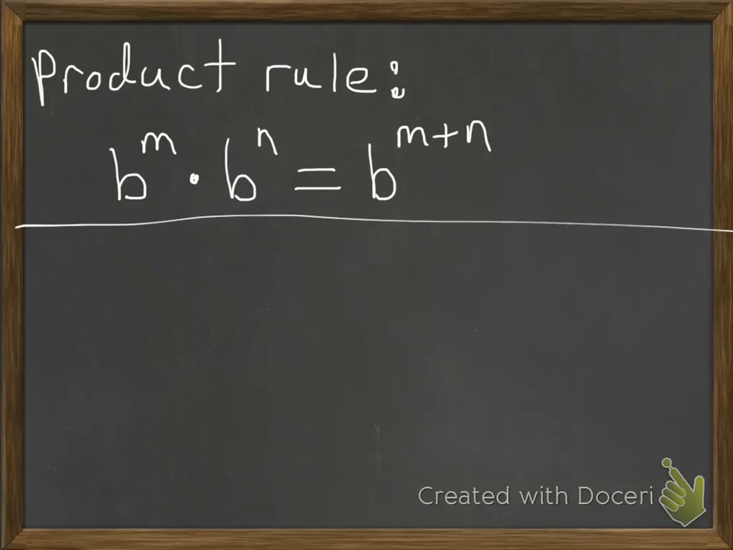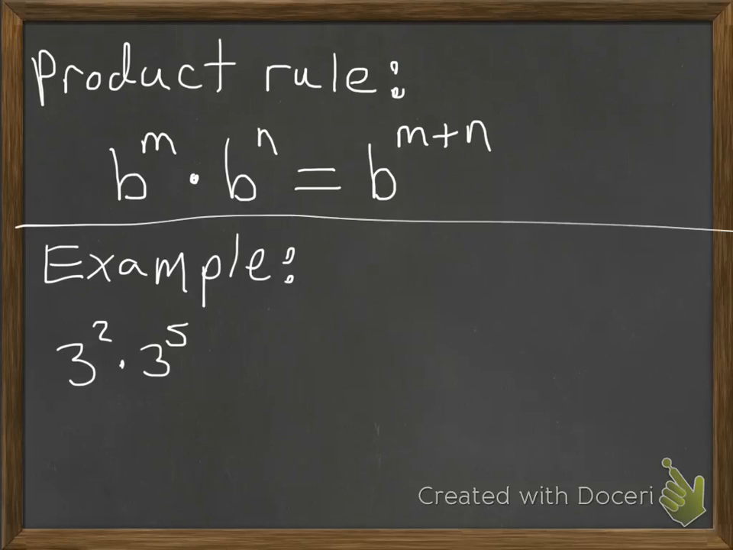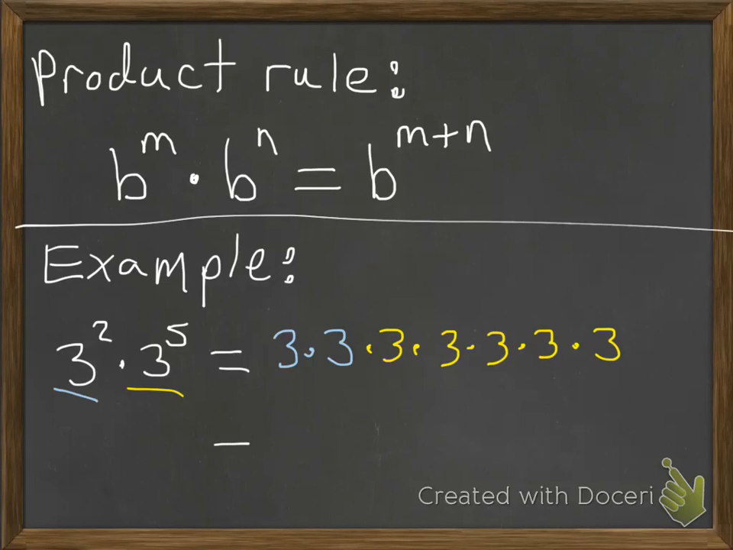To give you an illustration of this rule, we're going to look at 3 squared times 3 to the 5th. And remember, the exponent just means repeated multiplication. So the 3 squared means 3 times 3. The 3 to the 5th means 3 times 3 times 3 times 3 times 3. How many 3's do we have all together there? If we add them all up, it looks like we have 7. So that means 3 multiplied by itself 7 times, which is the same thing as if I add the exponents.